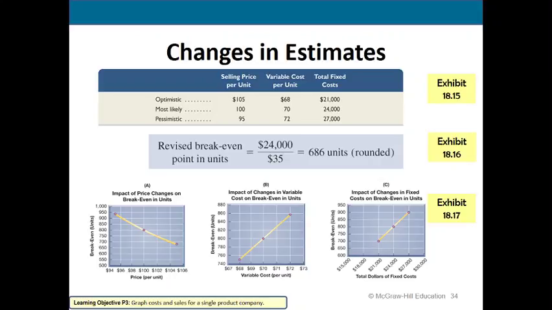Now you can revise your break-even point by figuring out what you want to do as far as sales price. So that's what we're looking at here.